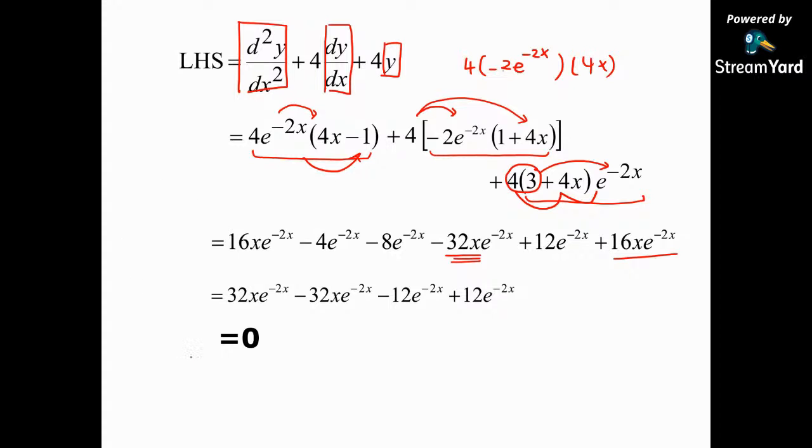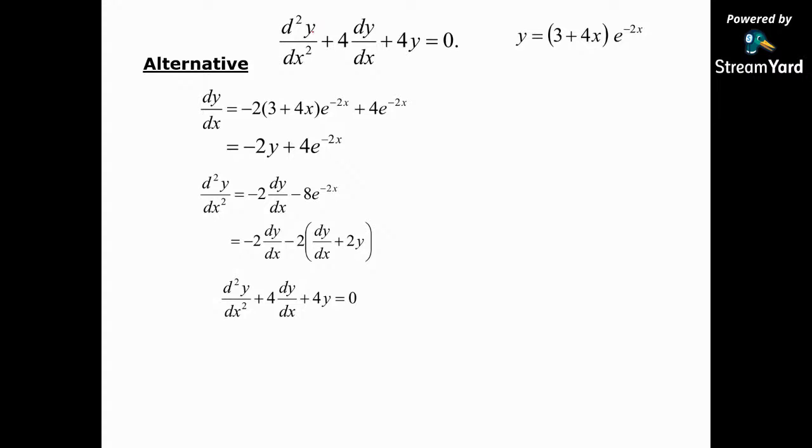Okay, so this one is quite long. We actually have one alternative for them, so let me show you the alternative part. Okay, so what do we have here? Once we differentiate them, we get negative 2 times (3 plus 4x) e negative 2x plus 4 e negative 2x. And then this one over here, 3 plus 4x e to the power of negative 2x, this is actually our y. So we can replace them with negative 2y plus 4 e to the power of negative 2x. So this is much simpler compared to the previous one.